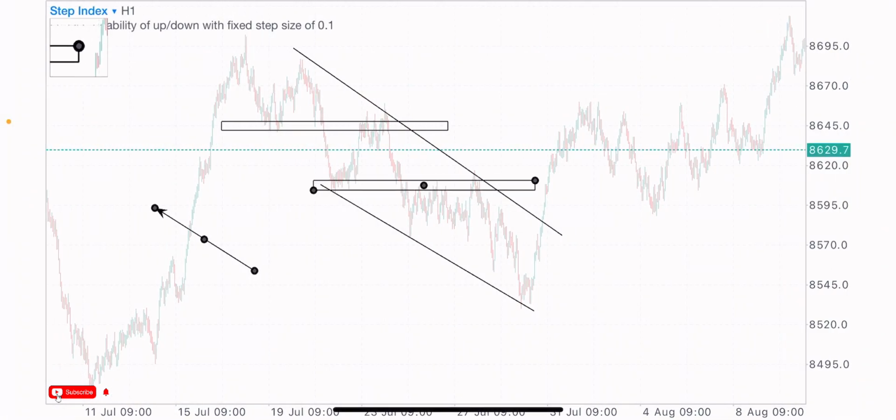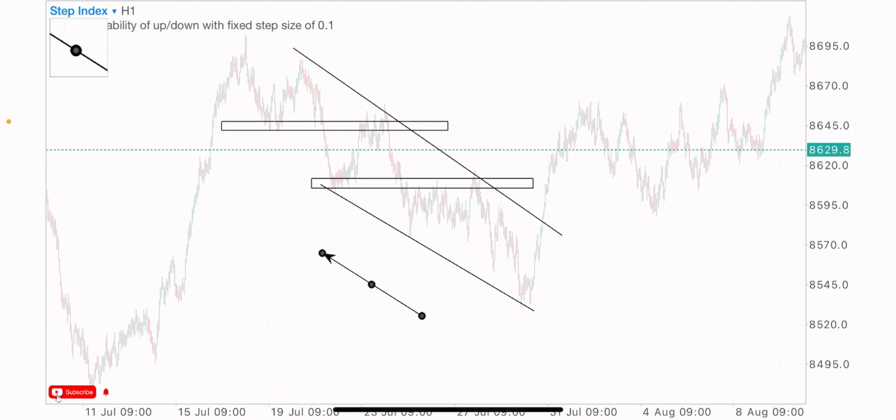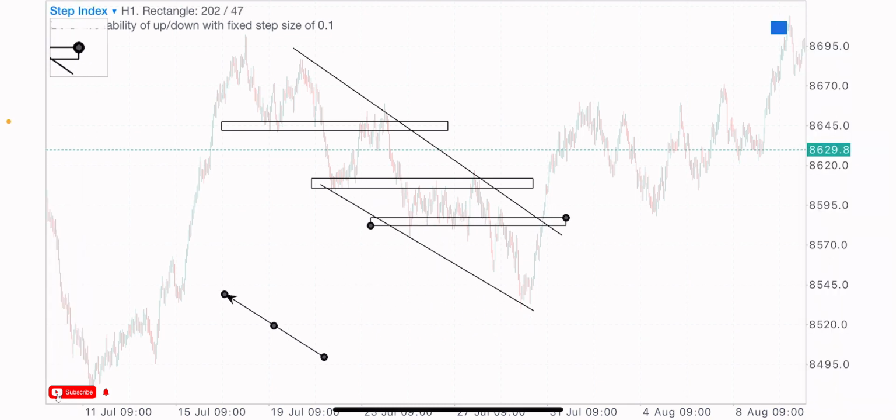So let's identify our next level as well. We have this level as a level of support that got broken and turned resistance. So we should focus more on the level of support that got broken. That's where our trade opportunities would come from, because we're on a downtrend. So look out for a level of support that got broken and turned resistance. Our first level of support was at this point.